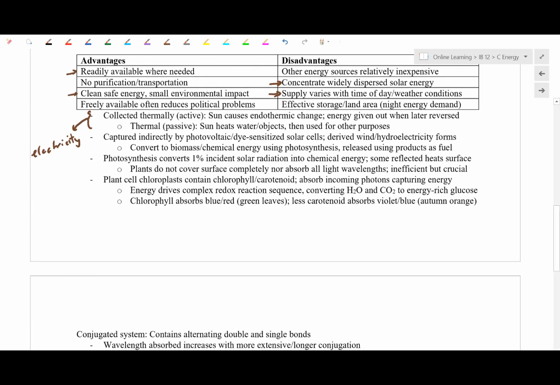So we talked about capturing it using photovoltaics, which is basically a huge array of photovoltaics called the solar panel. We'll come back and take a look at dye-sensitized solar cells later on in this unit. And we basically use the plant analogy. How do plants actually harness this energy? The key word here is photosynthesis.